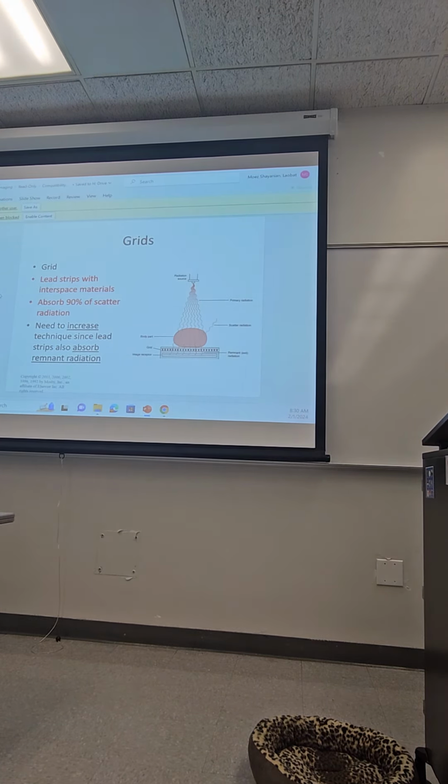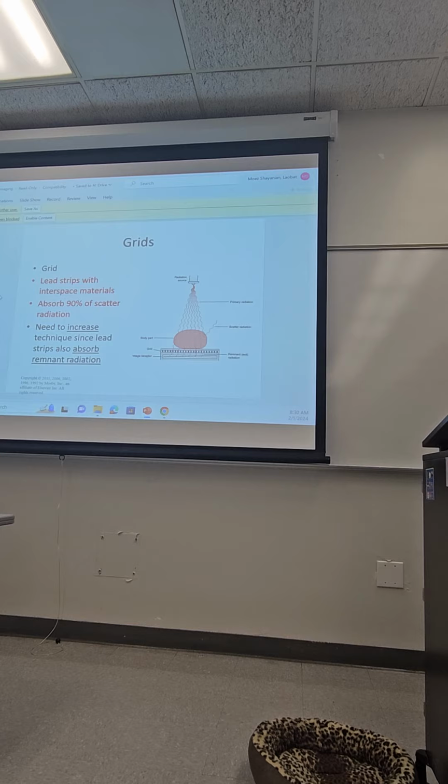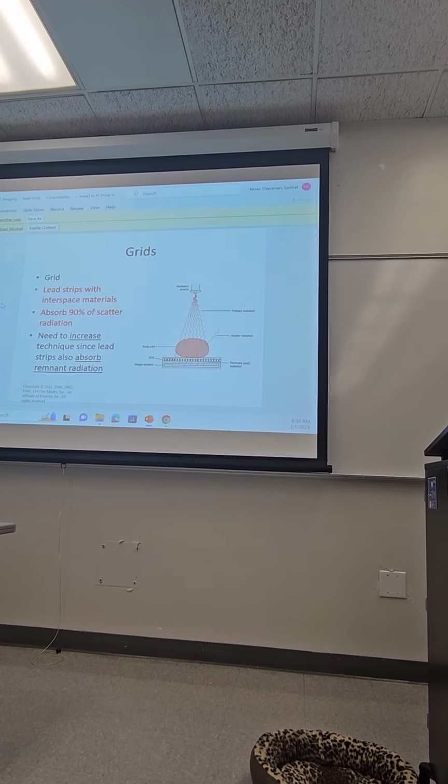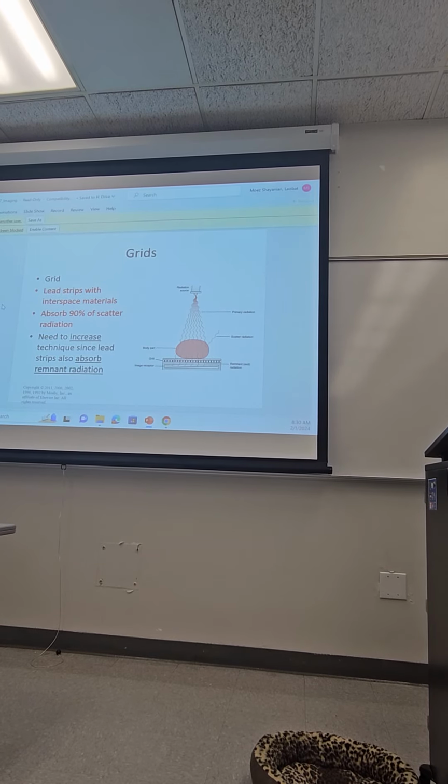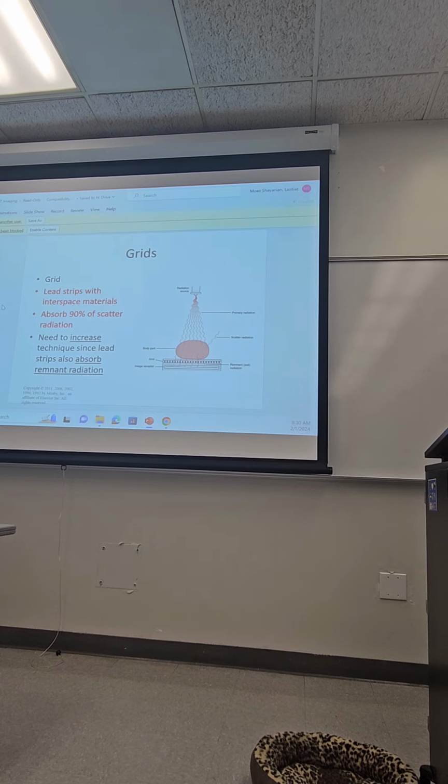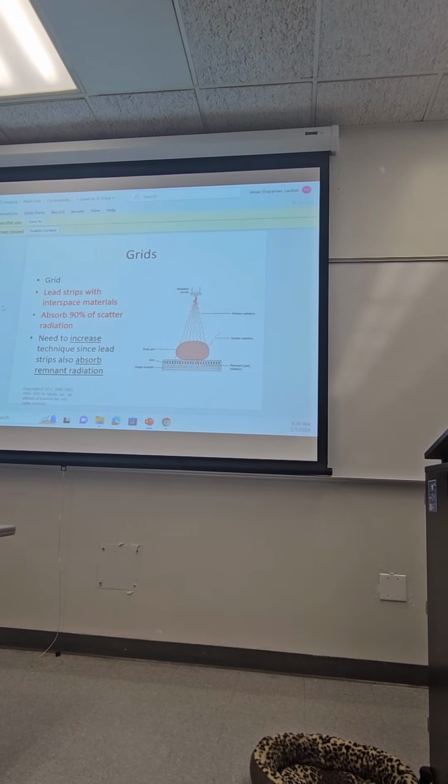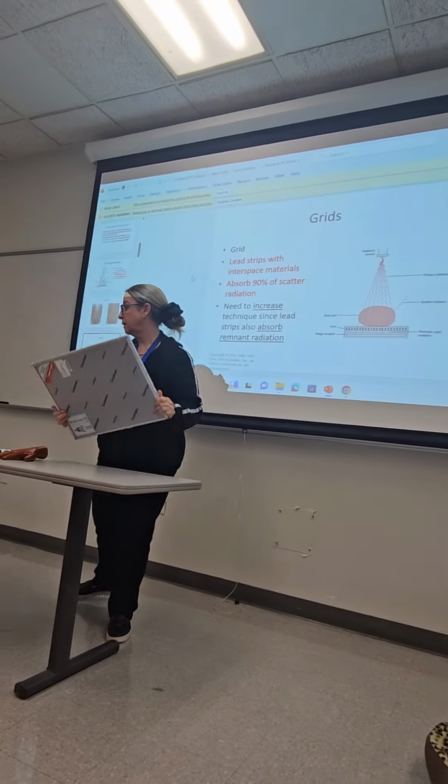Let's say we are going for a portable. You have to make an X-ray of a patient's abdomen or whatever body part that is more than 10 centimeters, so we need a grid. Then let's say we're going to do an abdomen with a patient. We have to have a grid. We have to put the cassette there.